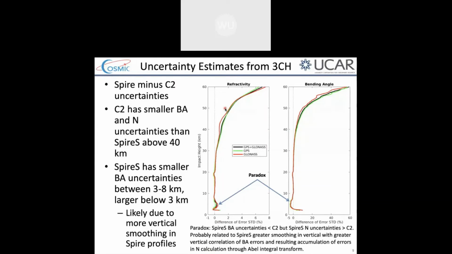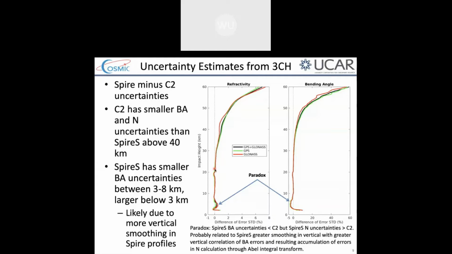A little bit different view. This is now the Spire uncertainty minus the Cosmic 2 uncertainty estimates, again for black being GPS and GLONASS, red being GLONASS, and green GPS only. So, up high, the Spire uncertainties were clearly bigger, so there's the positive curve, and then they start to become fairly close to 0 at 30 kilometers or below.